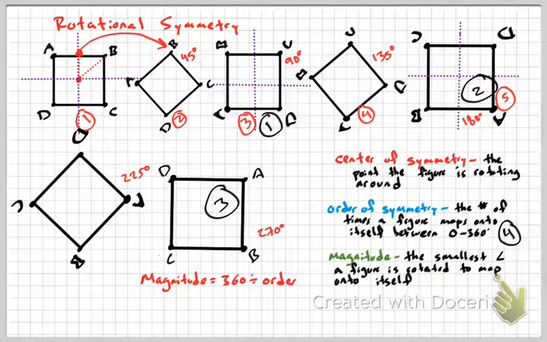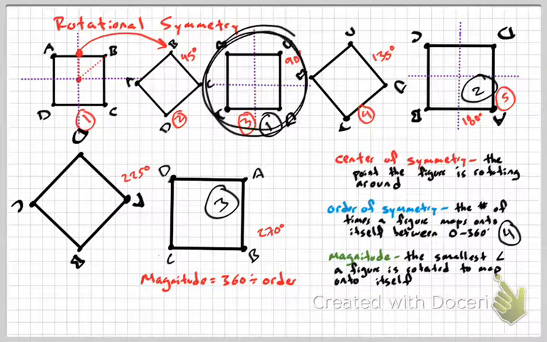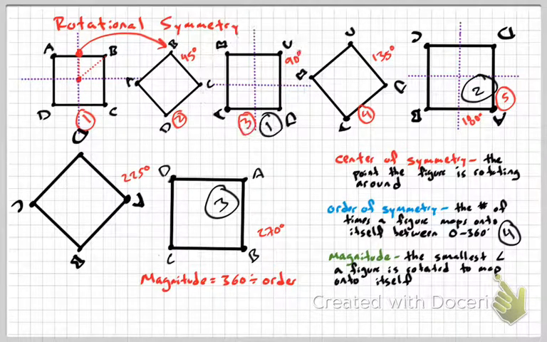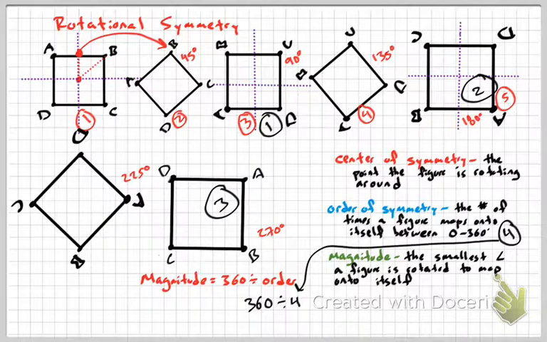So notice, guys, that this figure right here is the one that looked exactly like our very first image, and that was a 90-degree rotation. So if we do 360 divided by 4, because again, it maps onto itself 4 times between 0 and 360, that gives us 90 degrees, which is what we just saw right here. So magnitude equals 360 divided by order. Order is the number of times a figure maps onto itself between 0 and 360.